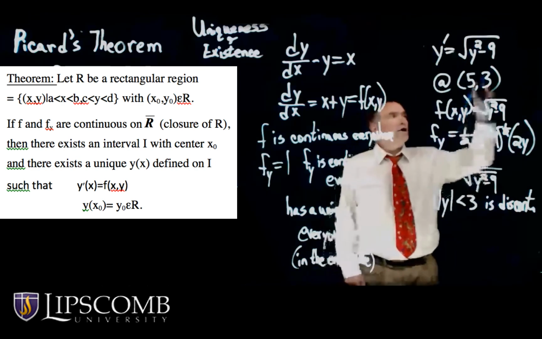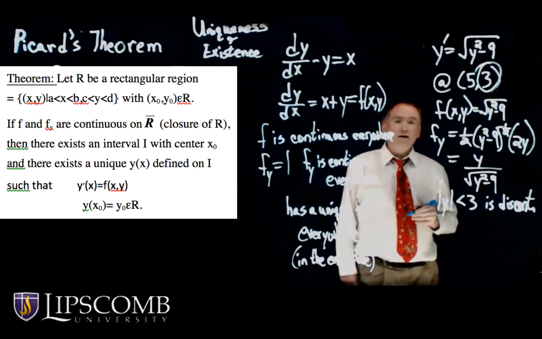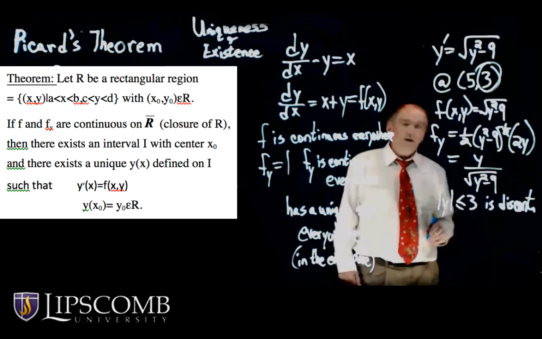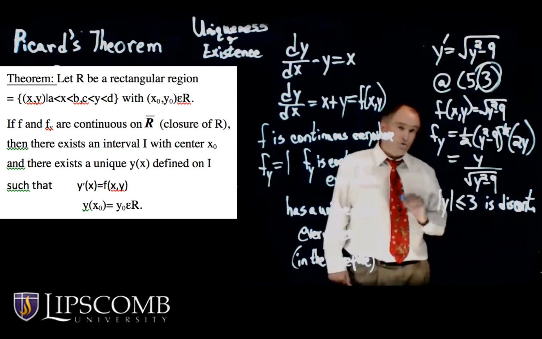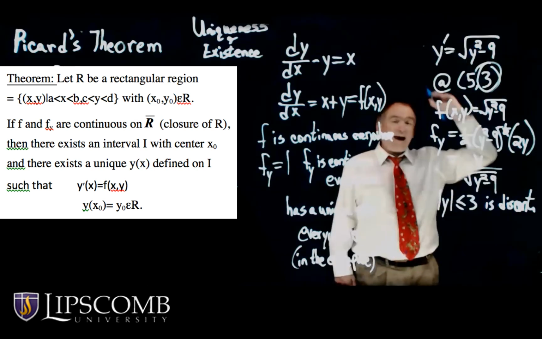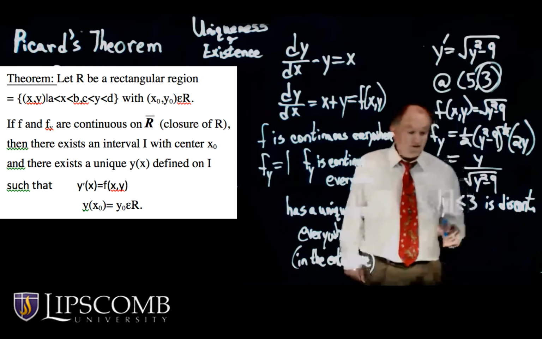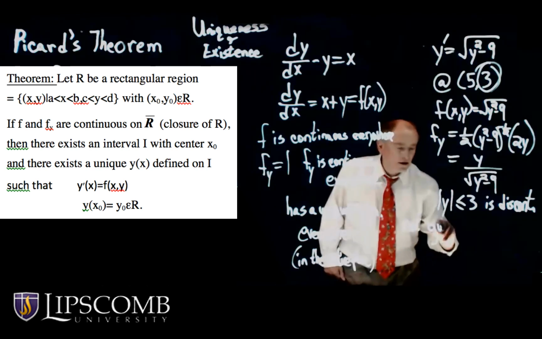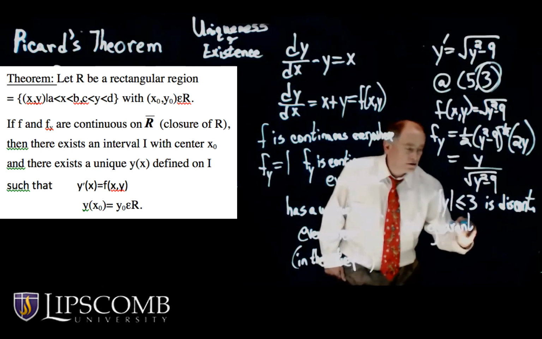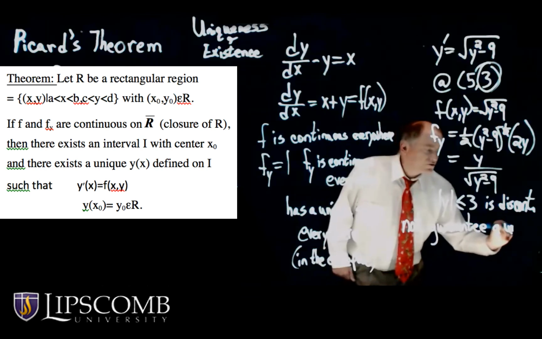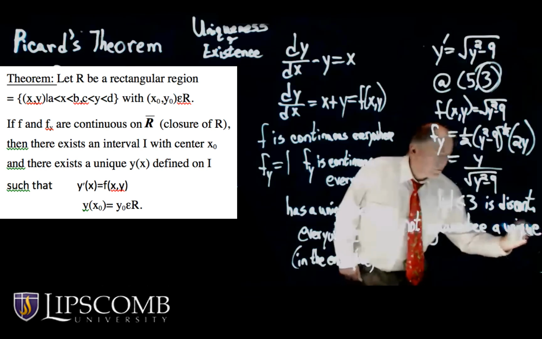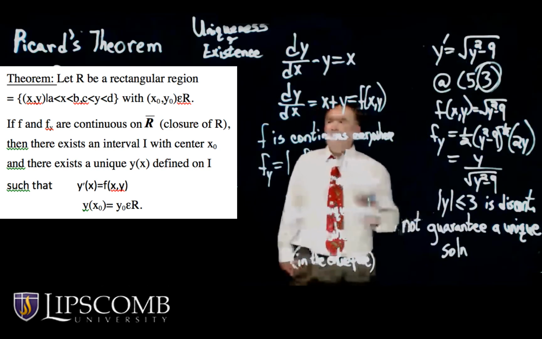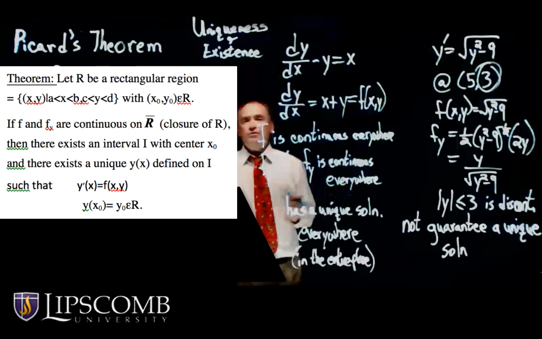Well, look at my y. My y is 3. I can't approach it. I can't even plug in 3 here. So that's less than or equal to 3. It's discontinuous. That's at 3. So this does not guarantee a unique solution by Picard's Theorem. There is not guaranteed a unique solution by Picard's Theorem.